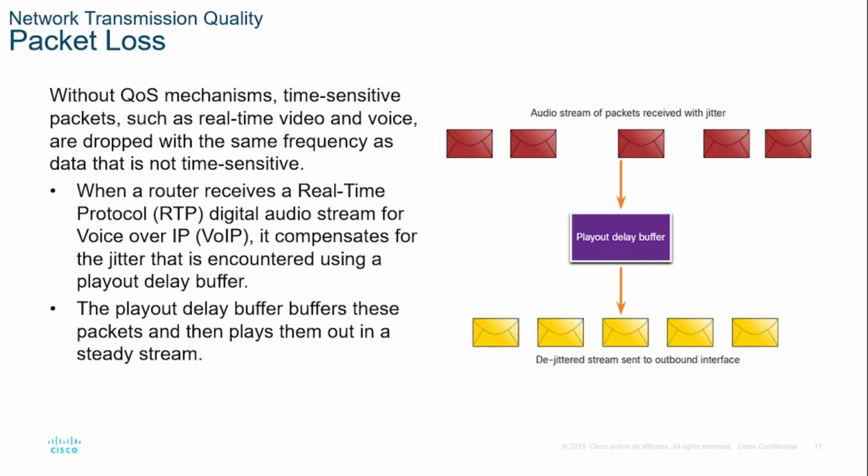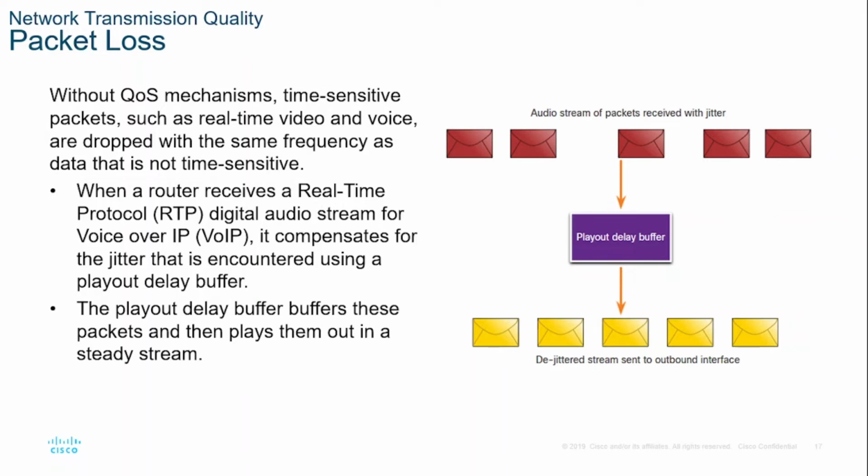When a router receives a real-time protocol, or RTP, digital audio stream for voice over IP, it must compensate for the jitter that is encountered. The mechanism that handles this function is the play-out delay buffer. This is the mechanism that handles the jitter. The play-out delay buffer must buffer these packets and then play them out in a steady stream, as you can see in the figure.